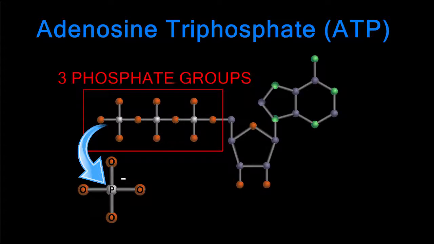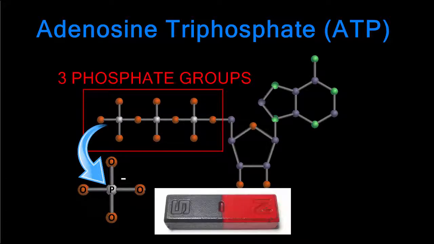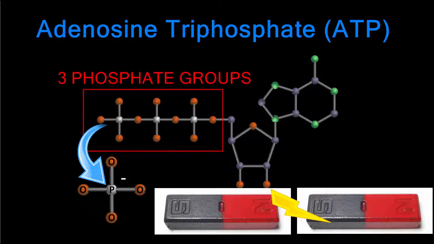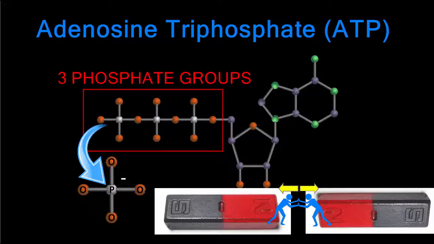It works the same way as a magnet. If you put opposite ends of the magnet close to each other, they attract. If you put like sides of the magnet close to each other, they repel. Putting 2 phosphate groups next to each other is like putting 2 like sides of a magnet together. They want to repel each other. Put 3 phosphate groups together and they really start repelling.